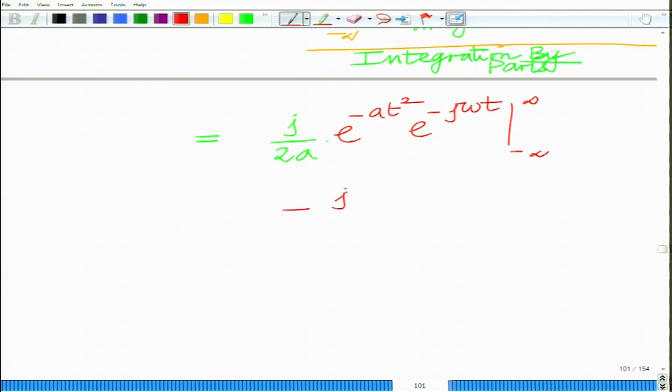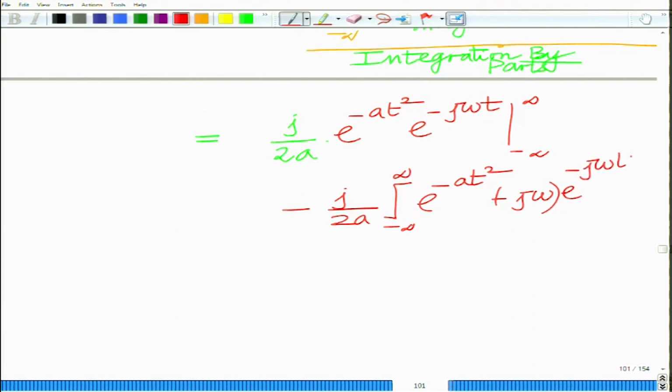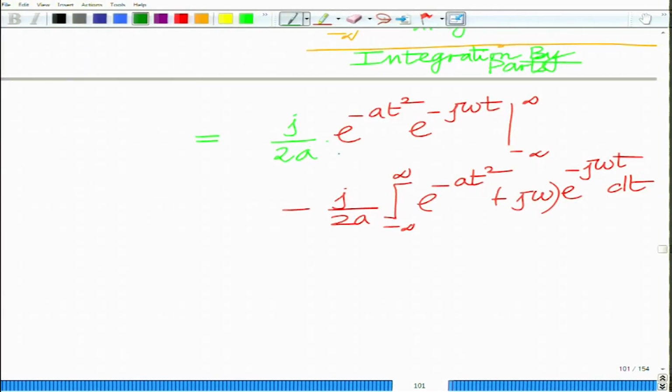minus j over 2a. Now, you have to differentiate the other terms. So, e raised to minus a t square, differentiate the other terms with respect to t. So, that gives you minus j omega e raised to minus j omega t dt. So, when you differentiate e raised to minus j omega t with respect to t, what you have is minus j omega e raised to minus j omega t, and the integral with respect to dt is there. Now, if you look at this first term, that is j over 2a e raised to minus a t square e raised to minus j omega t.